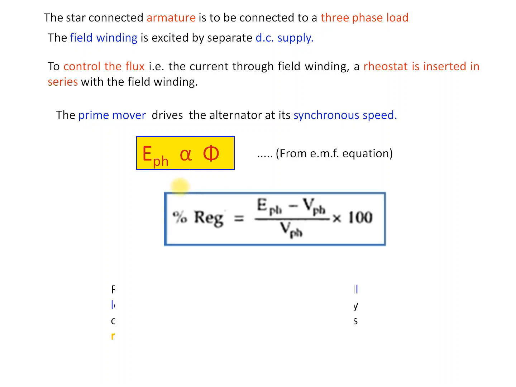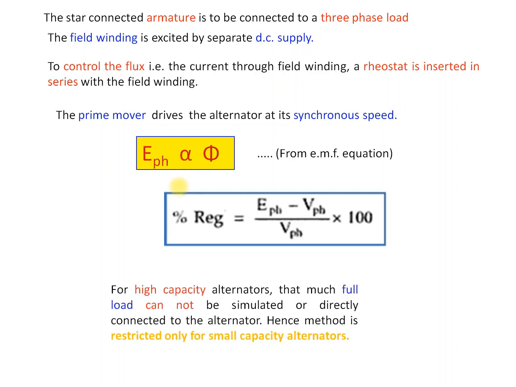But this method has a disadvantage. For high capacity alternators, that much full load cannot be simulated or directly given. In that situation, direct loading may not be possible. Hence, the method is restricted only to small capacity alternators. The next one that we are going to see is the EMF method, that is the synchronous impedance method.